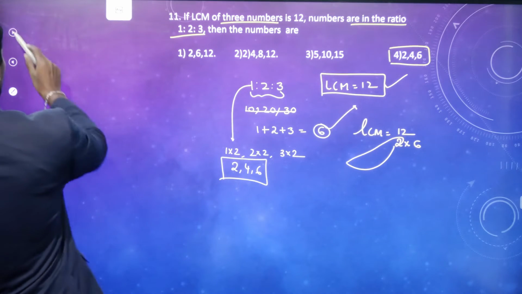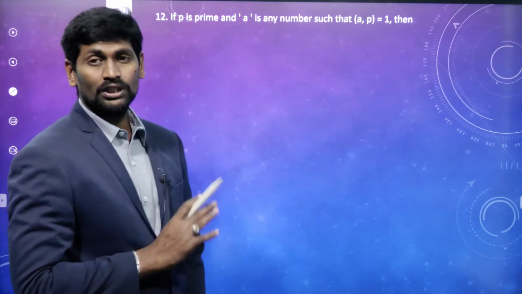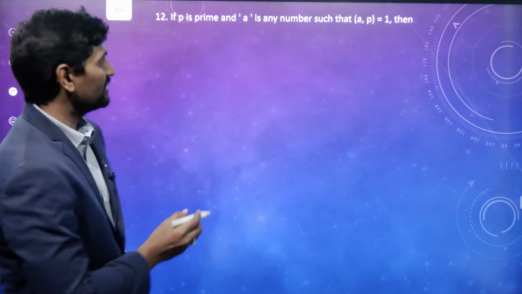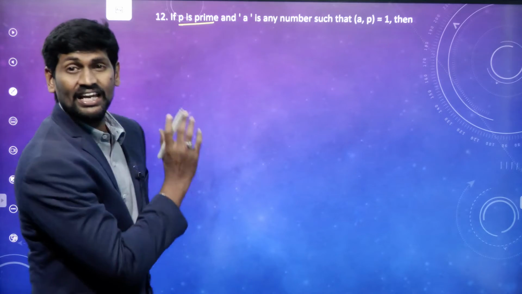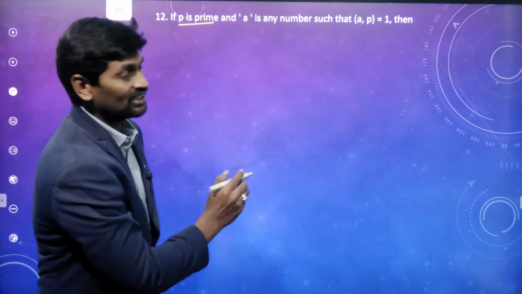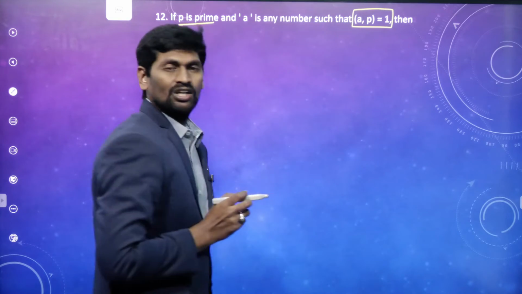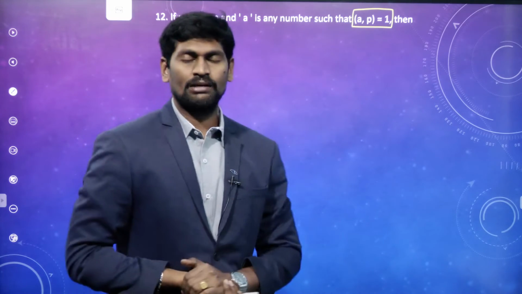Let us see the next question. The 12th one. If P is a prime number and A is any number such that (A, P) equals 1, what is the meaning of this? (A, P) equals 1.